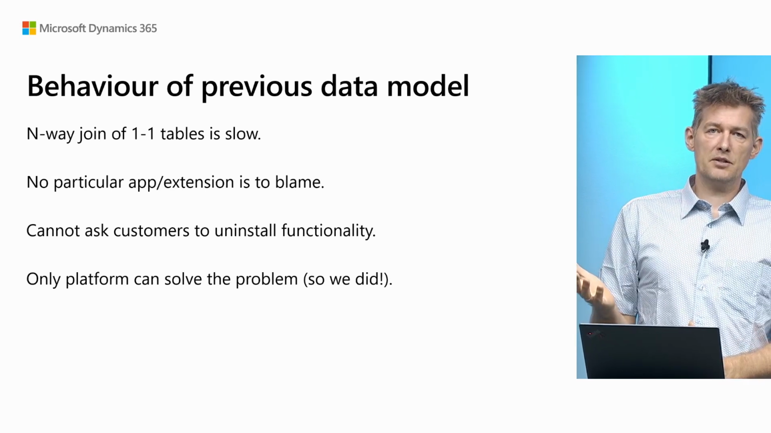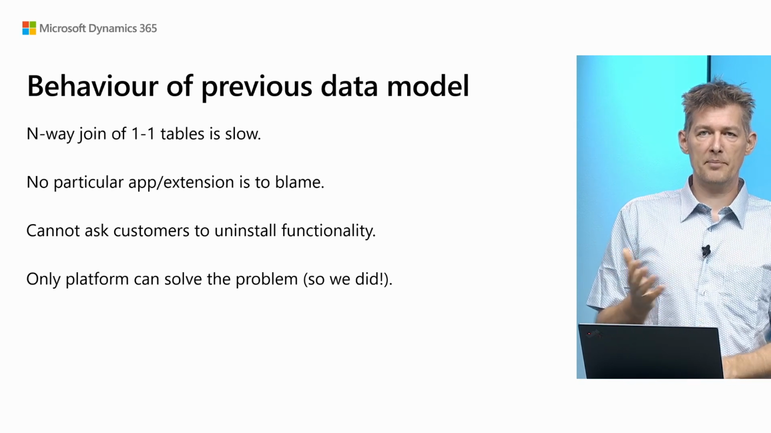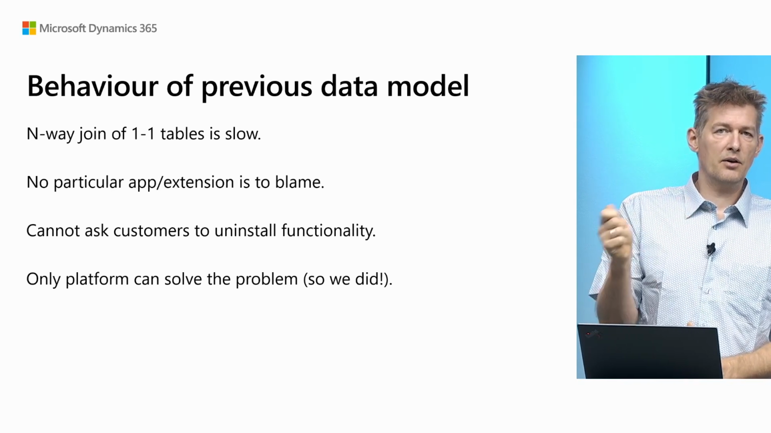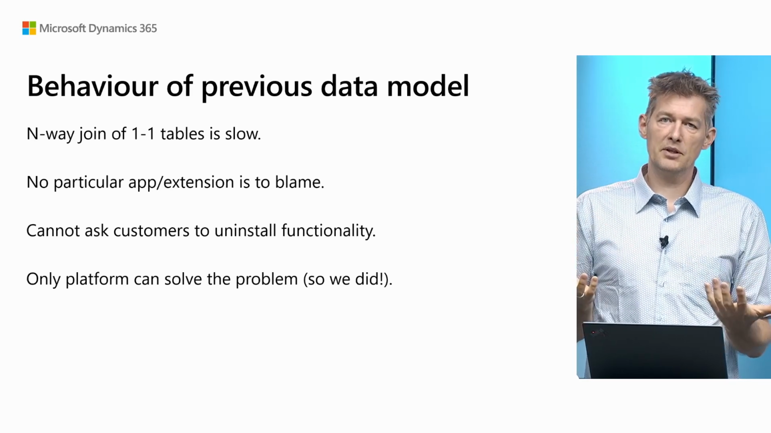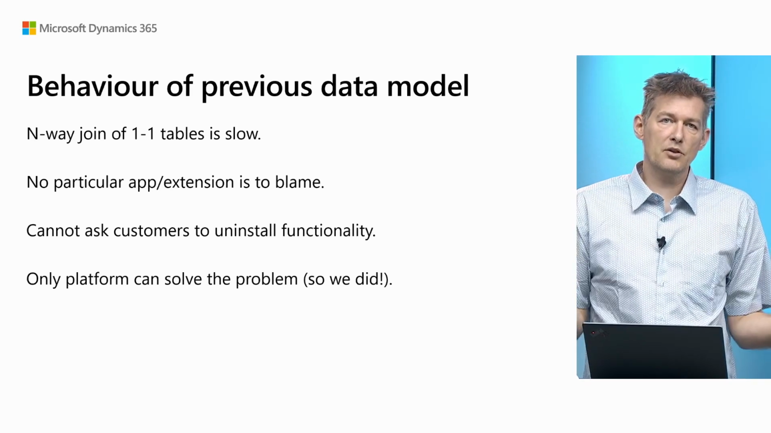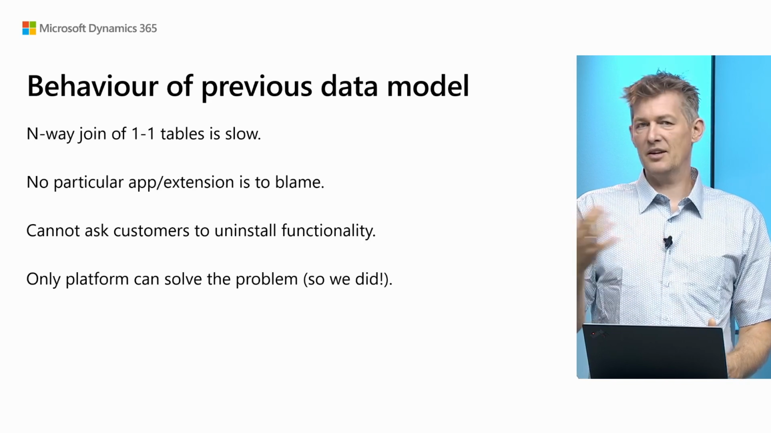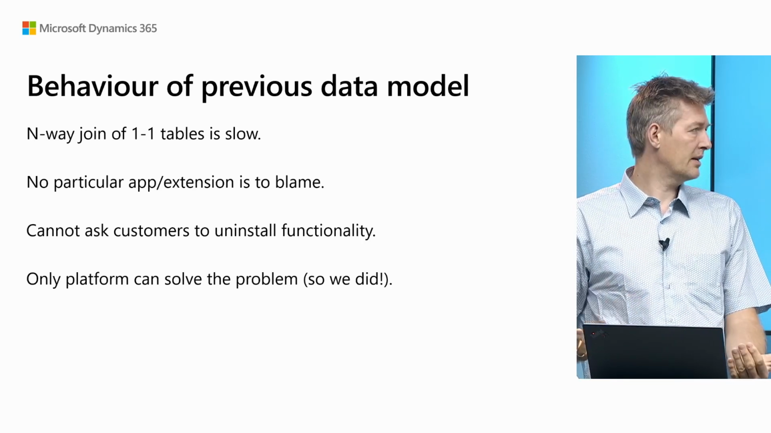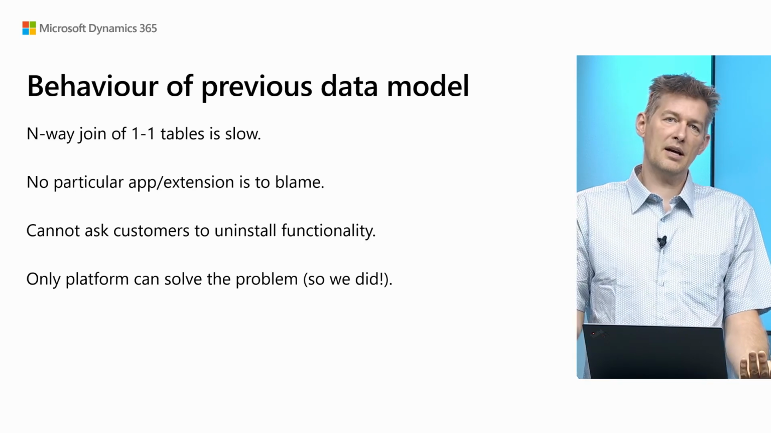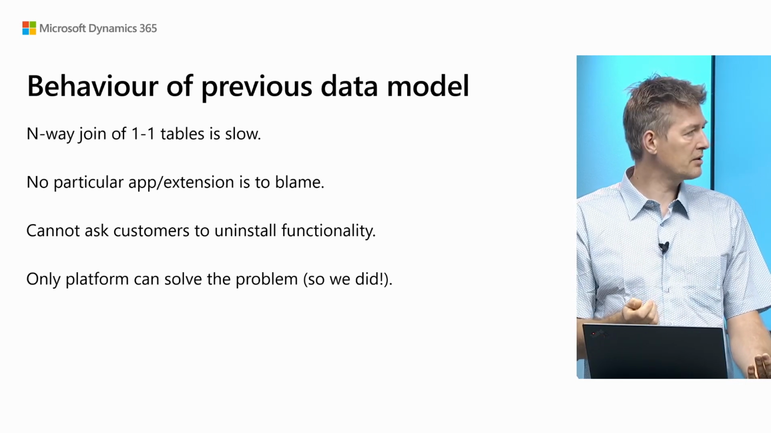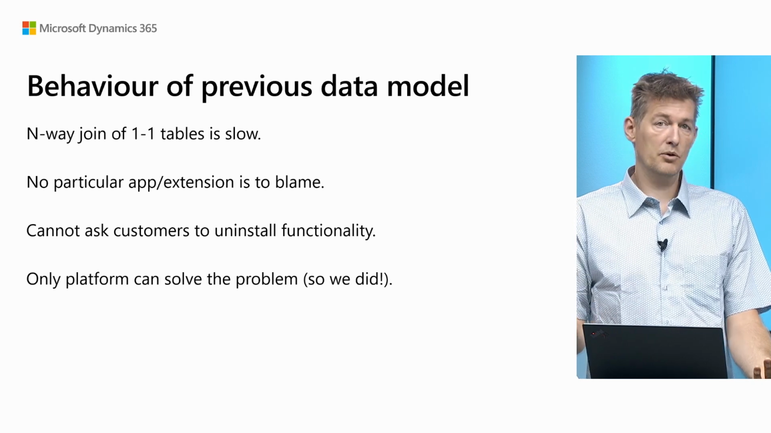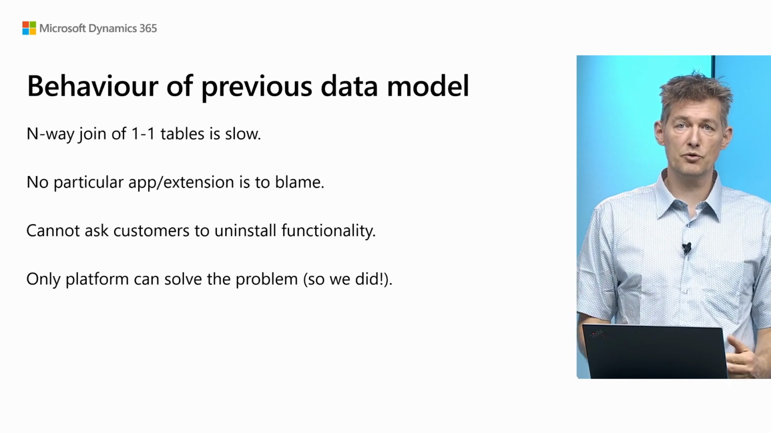If you have a customer who has installed a number of apps and extensions, not really any of these extensions are to blame for a performance issue, because it's just built into the model. And there's no really easy way to mitigate this problem. You can't ask a customer to uninstall functionality to get speed. The only way we could solve this would be the AL runtime, the platform, to do it.